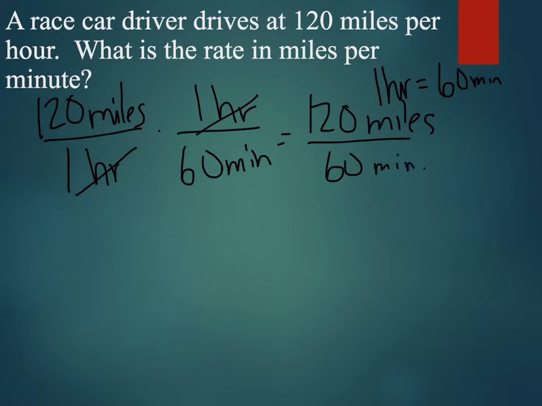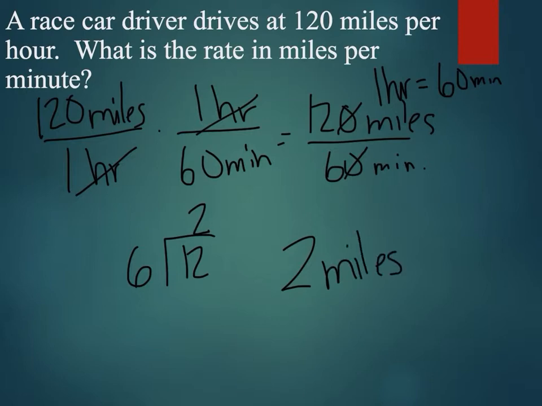So that's 120 miles per 60 minutes. And now I need to make it back into a unit rate, so I need to divide. I'm going to cancel out these zeros, which gives me 12 divided by 6, which equals 2. So he's going 2 miles every minute. 2 miles per minute.